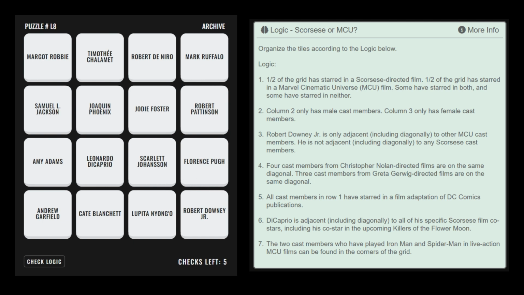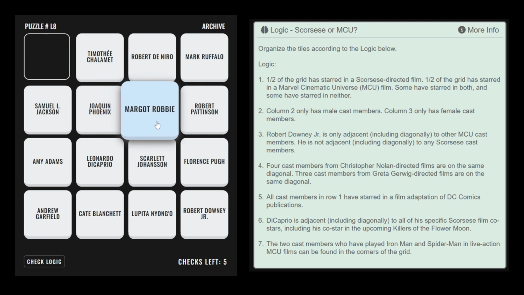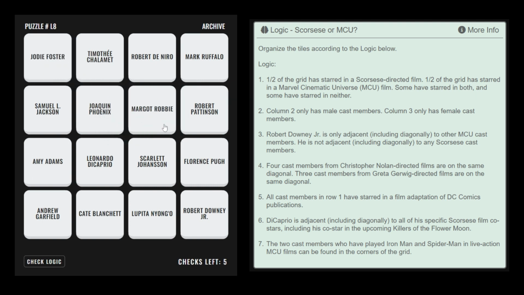We know from rule number 4 that 3 cast members from Greta Gerwig-directed films must be on the same diagonal. The only 3 cast members in this grid who have starred in a Gerwig-directed film are Florence Pugh from Little Women, Timothée Chalamet from Little Women and Lady Bird, and Margot Robbie from Barbie. If Florence Pugh were to be here, then Margot Robbie would have to go here in column 3 to follow rule number 2, and Timothée Chalamet would have to be placed here in row 1.